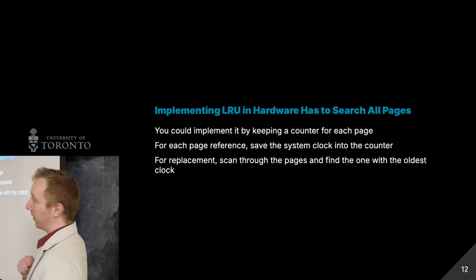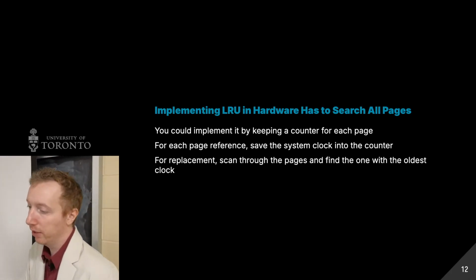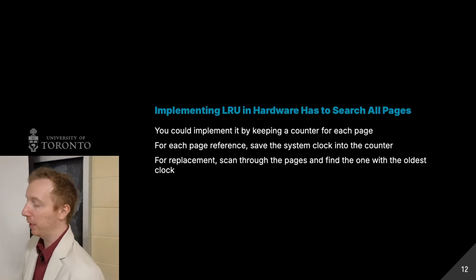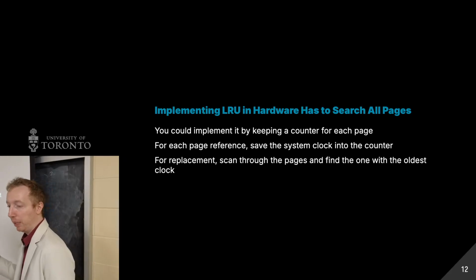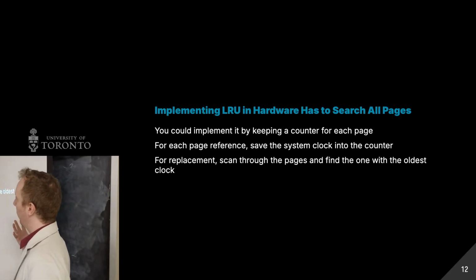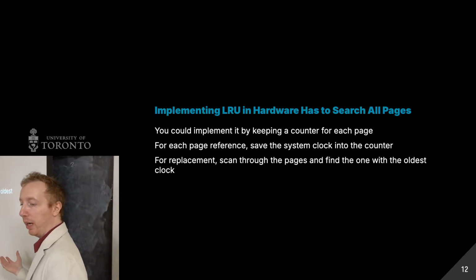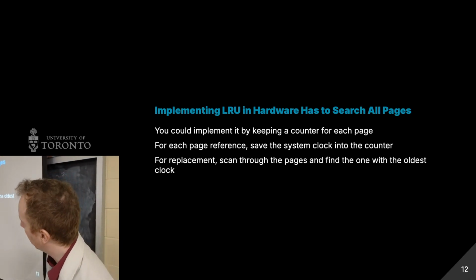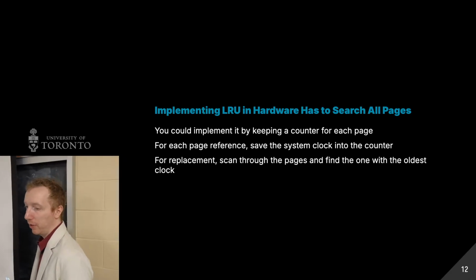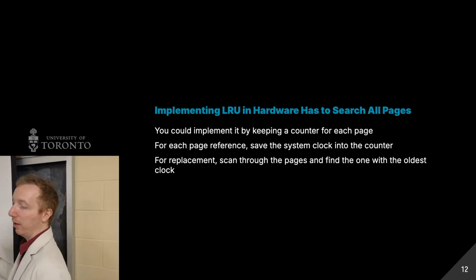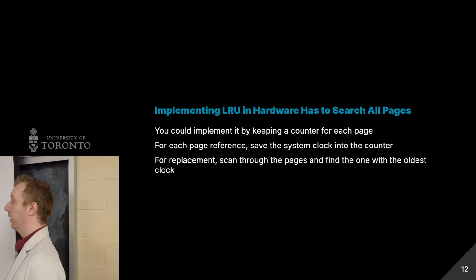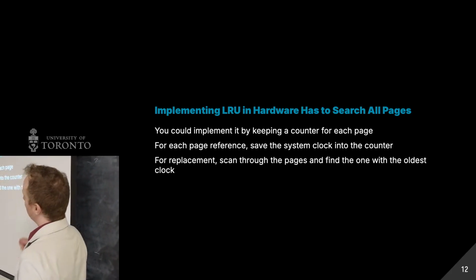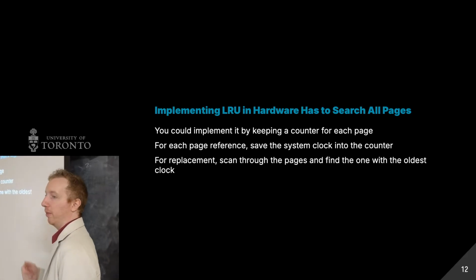So speaking of implementing it, this would actually be kind of a pain in the butt because it has to search all of the pages. So how you could implement it was you could keep a timestamp or a counter for each page. Every time you reference a page, just update the timer. So you could save the system clock into that counter. And then for replacement, you would have to scan through all the pages and find the one with the oldest clock. That's the oldest one, so you get rid of it. Any other ideas how we would implement this faster than this?